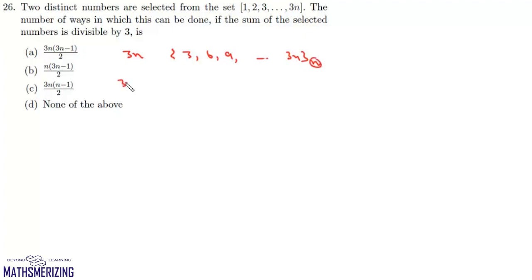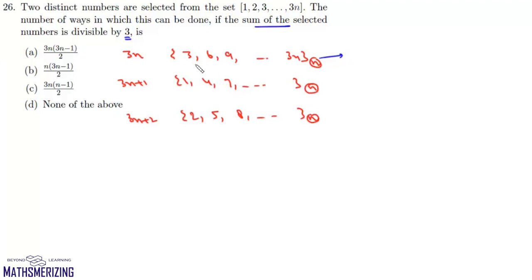Then we'll have all the numbers which leave the remainder 1 when divided by 3, which will be 1, 4, 7. Again, it'll have n numbers. And then finally, all the numbers that leave the remainder 2 when divided by 3 will be 2, 5, 8, and again it'll have n such numbers. Now we have to select two numbers in such a way that the sum of the selected numbers is divisible by 3. Now there are two possibilities. The first possibility is if we select both numbers from this set, then the sum of these numbers will be divisible by 3. So one case is we select any two numbers from this set, and it can be done in nC2 ways.